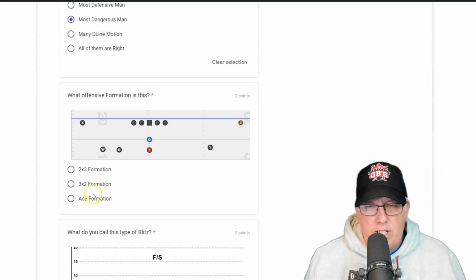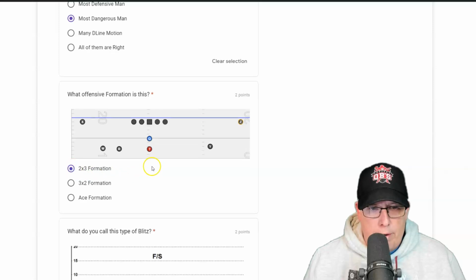Ace formation is basically what your coordinators will call it. It's pretty standard. It's a general formation you hear a lot. And it's this here. So I got two receivers to the strong side, 3 to the boundary. So I'm pretty sure it's a 2x3. So I'm going to go 23 formation.